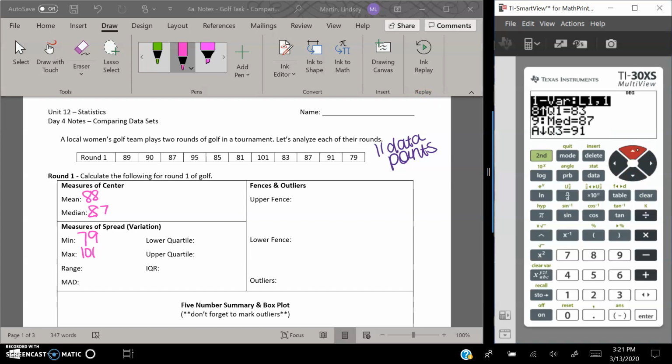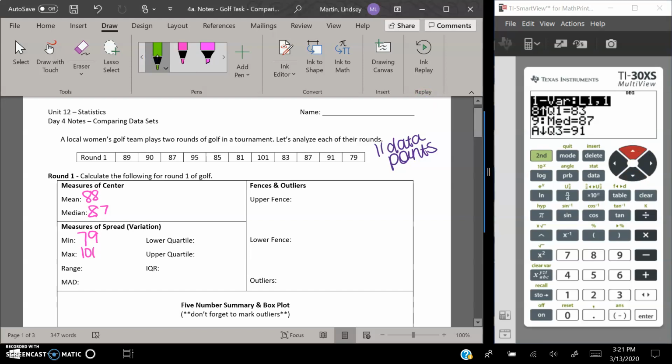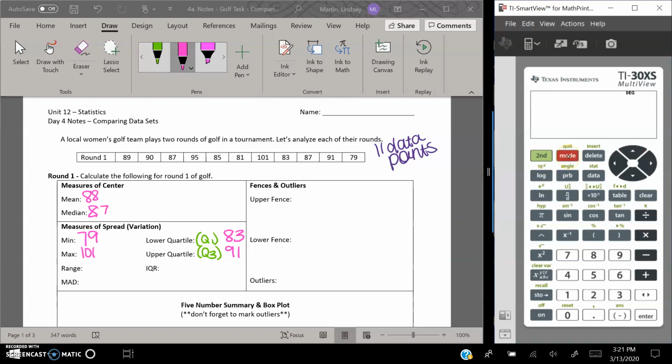We also have these things called lower quartiles and upper quartiles. Our lower quartile is notated by Q1, while our upper quartile is notated by Q3. Our data value for our first quartile, or the lower quartile, is 83, which was found from the calculator, and Q3 was found from the calculator as well, which is 91. So those are all the points that we'll be getting from our calculator. Now you can press second mode and that will take you back to the main screen.